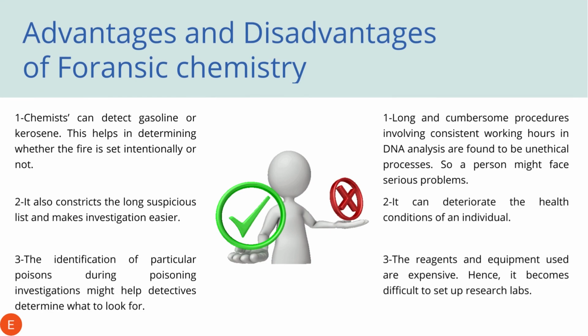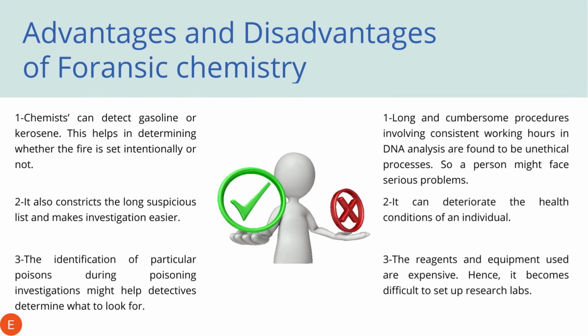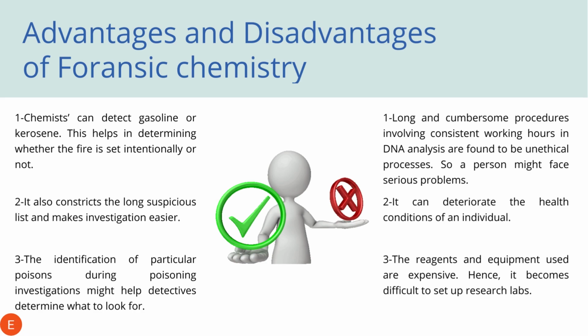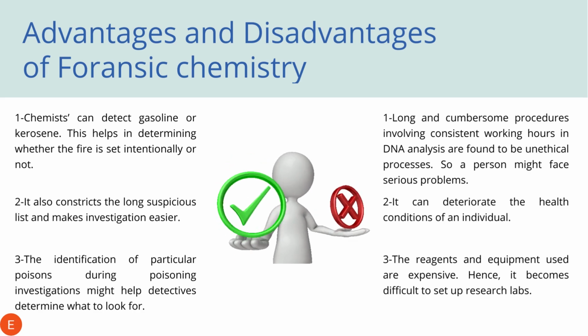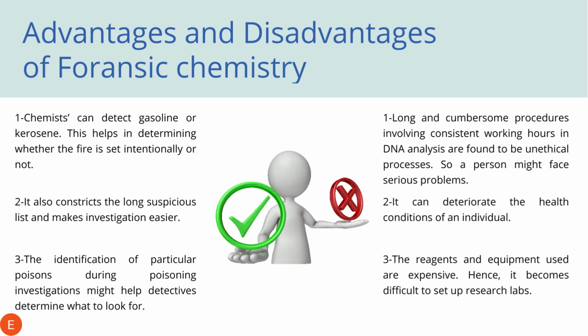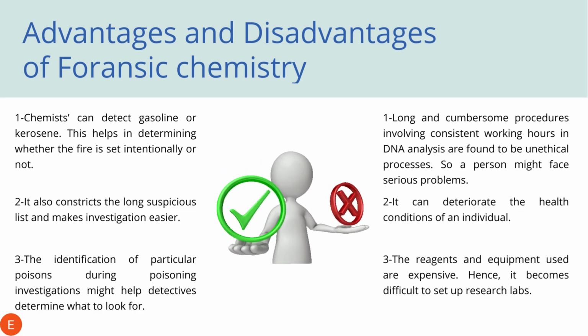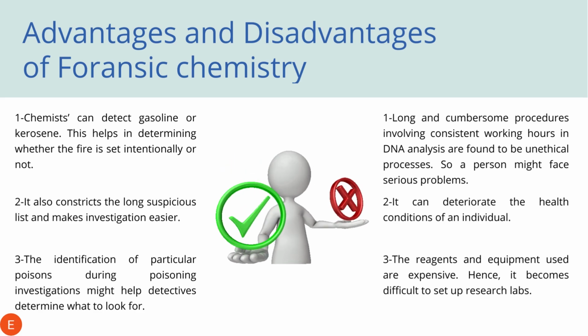Advantages of forensic chemistry. The first one, forensic chemistry can help us to detect if a fire was set intentionally or not. The second one, it helps us with the suspect list and makes the investigation easier. Also, it can identify particular poisoning.